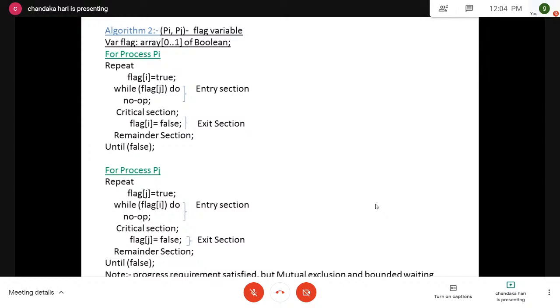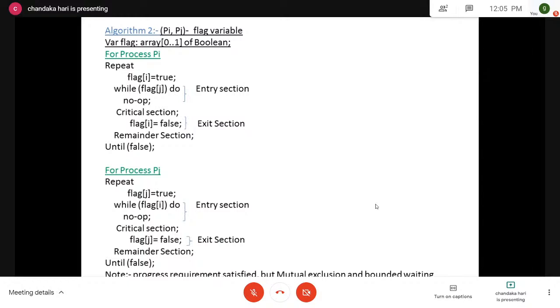In a similar manner, here also, process Pj sets its flag to true. If process Pi's flag is already true, process Pj is not allowed. That implies the maximum number of processes that can execute in the critical section is only one process at a time. So mutual exclusion is satisfied, except in one situation.